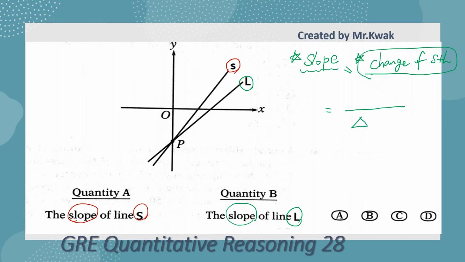So the numerator could be the change of y, and the denominator the change of x. Y means the y-axis, and x means the x-axis. So change of y over change of x is slope. In that case, let's compare quantity A and B.